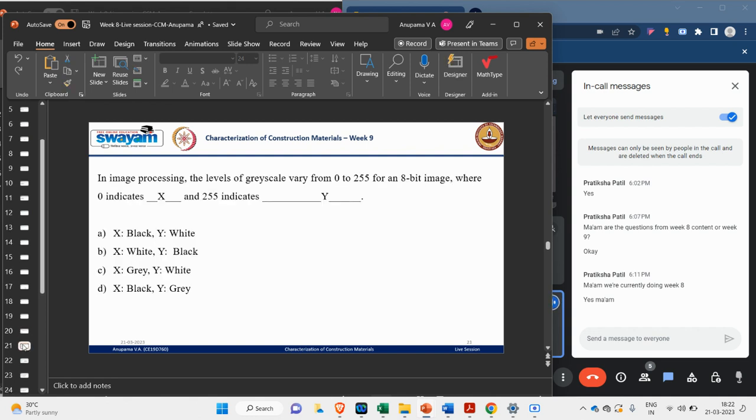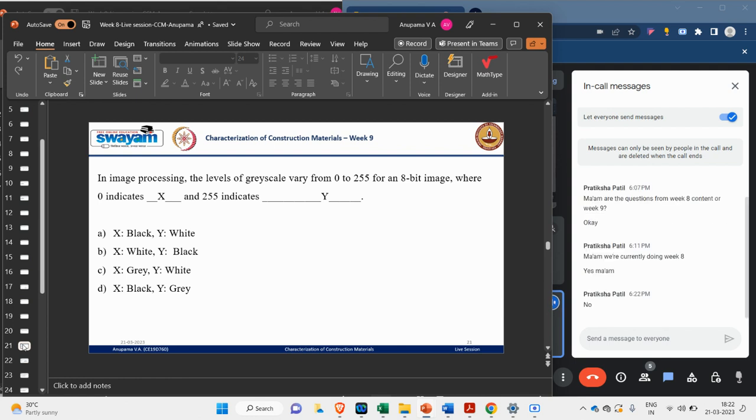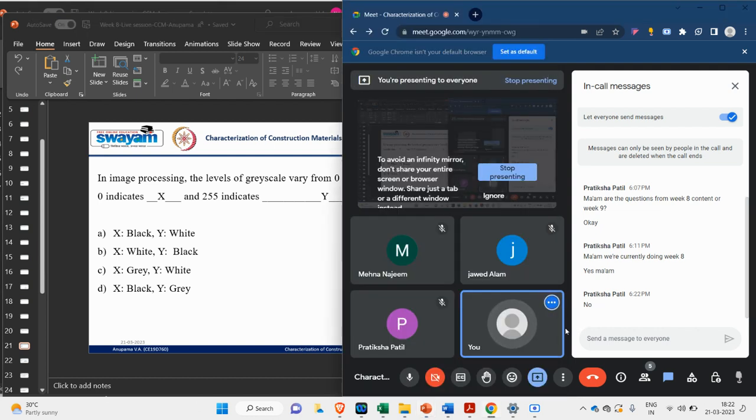Have you gone through image processing or no? Have you guys gone through image processing? Okay. Then this is going to be difficult. So let me just stop the screen sharing. One second.